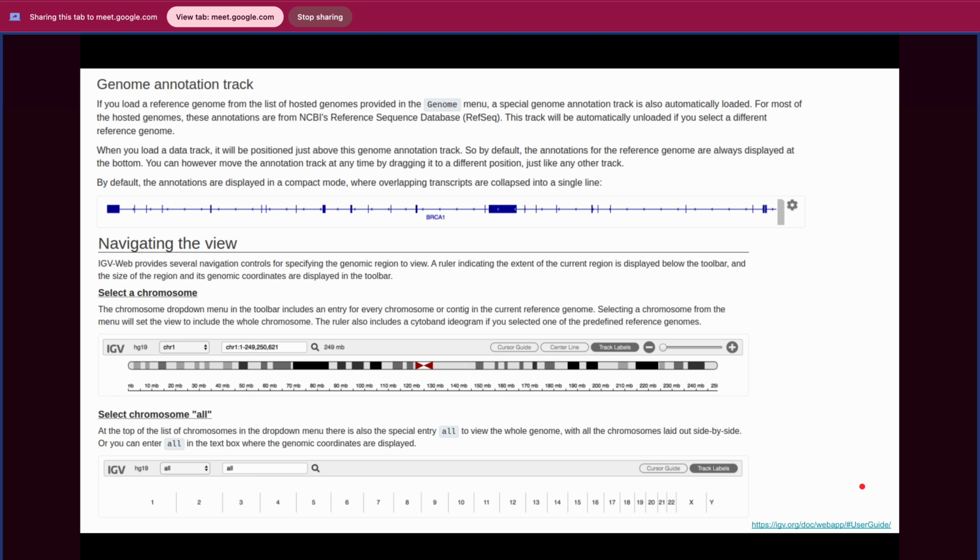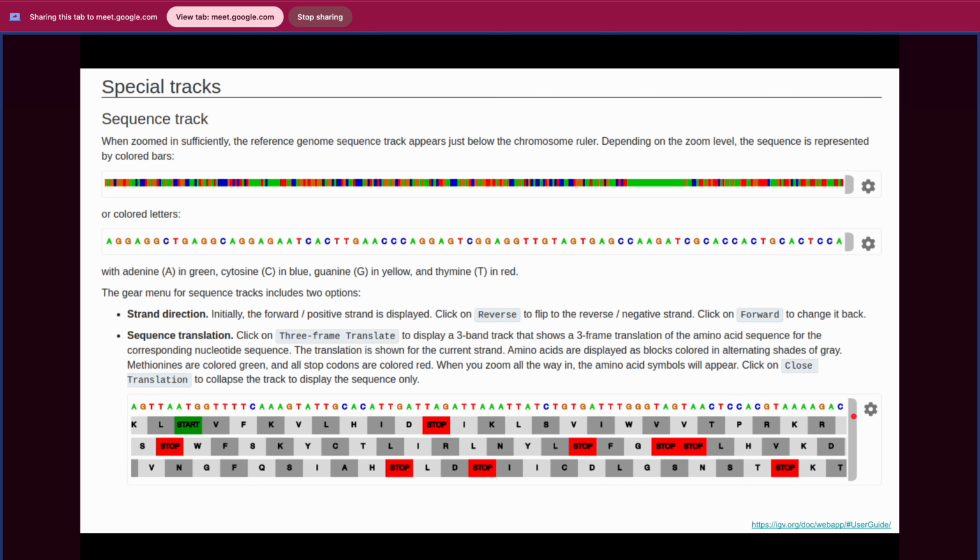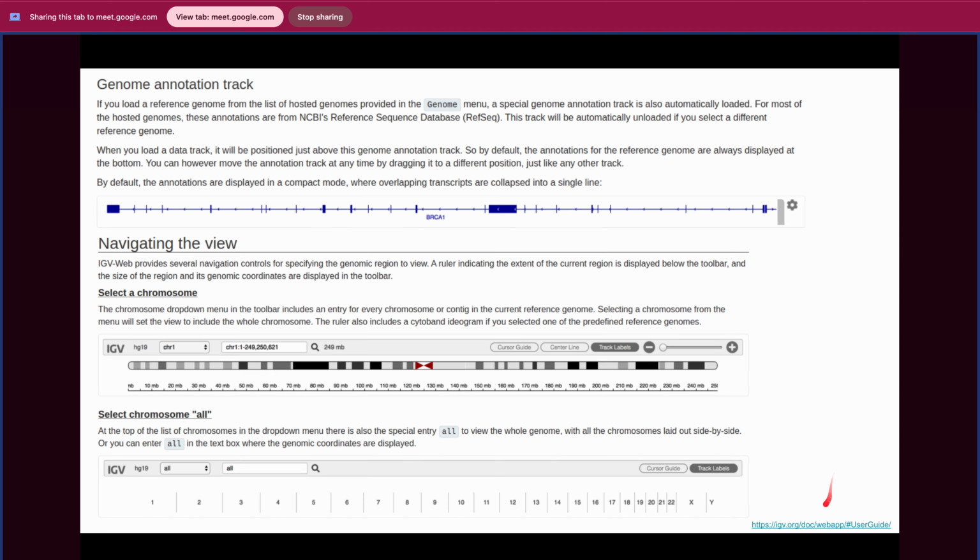If you want to read more about it in detail, you can go to the user guide. The question which you have asked about these stars, maybe you will be able to find it in the user guide if that particular thing is available.